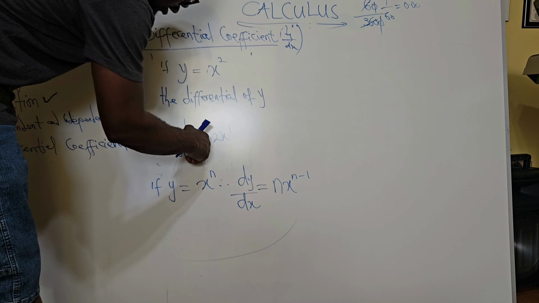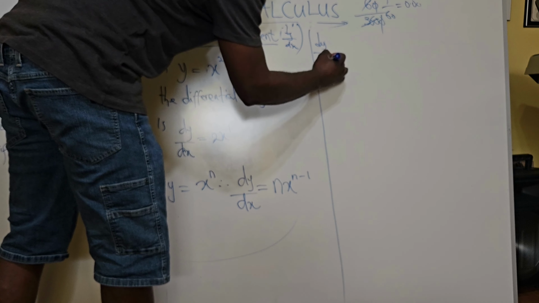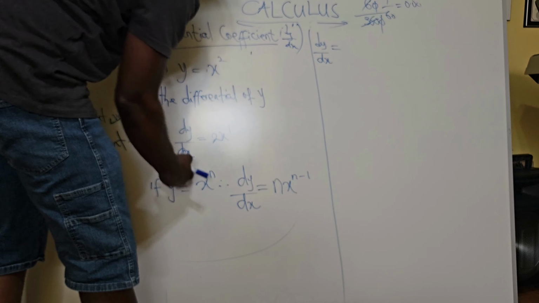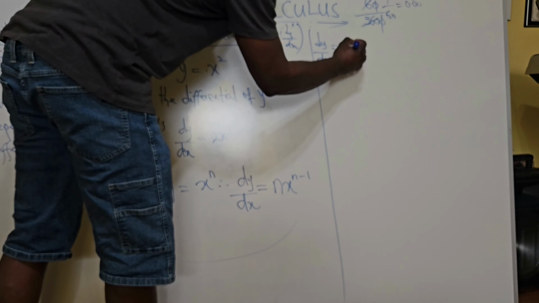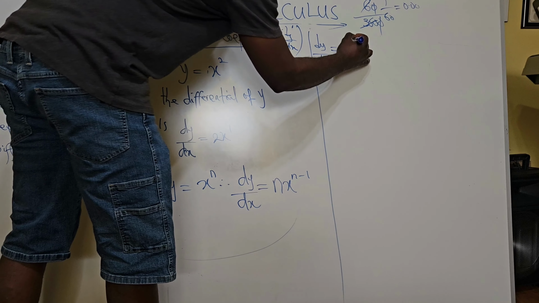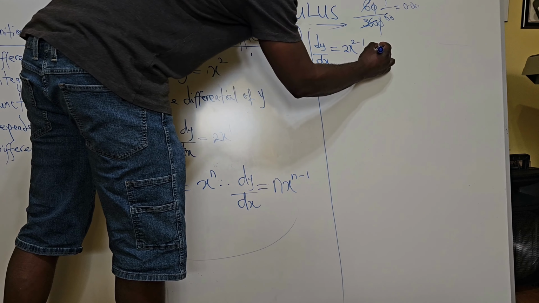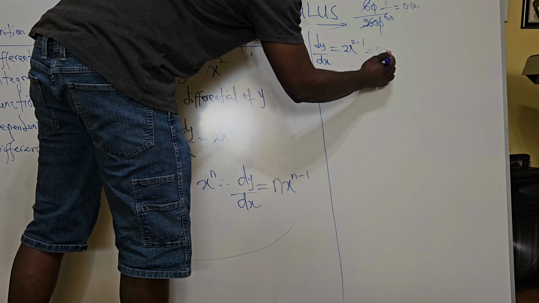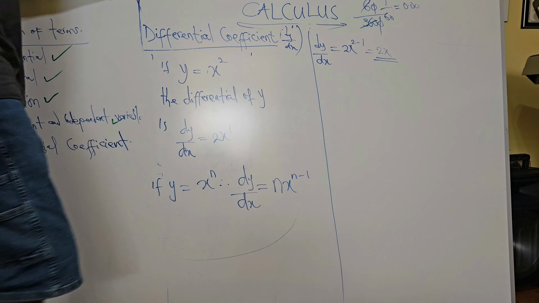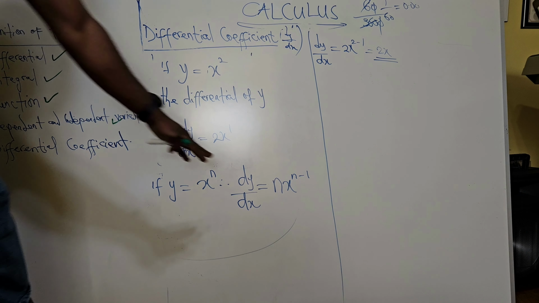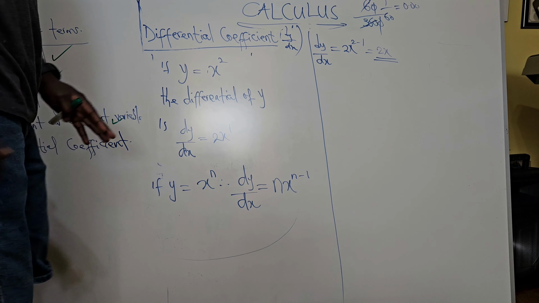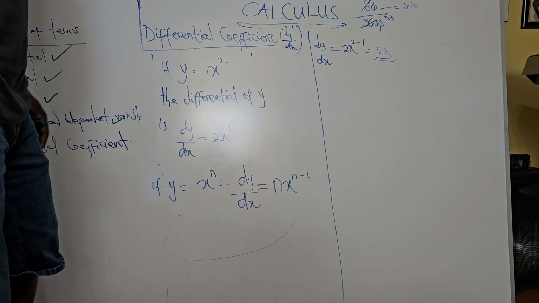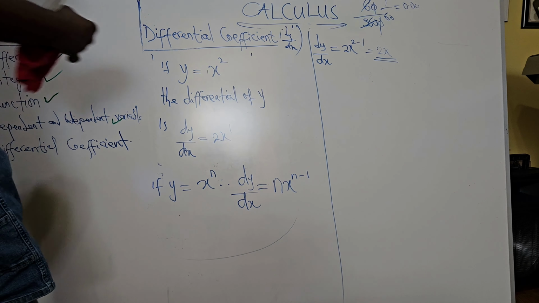So let's do it that way. I'm going to draw a line here. dy over dx is equal to n, which here is 2, so that'll be 2x. What is our n minus 1? It is 2 minus 1, which is 1. So we don't write 1, just leave it at 2x. So that is the simple case that you have. What if you have a constant? For example, say you have a constant in there.